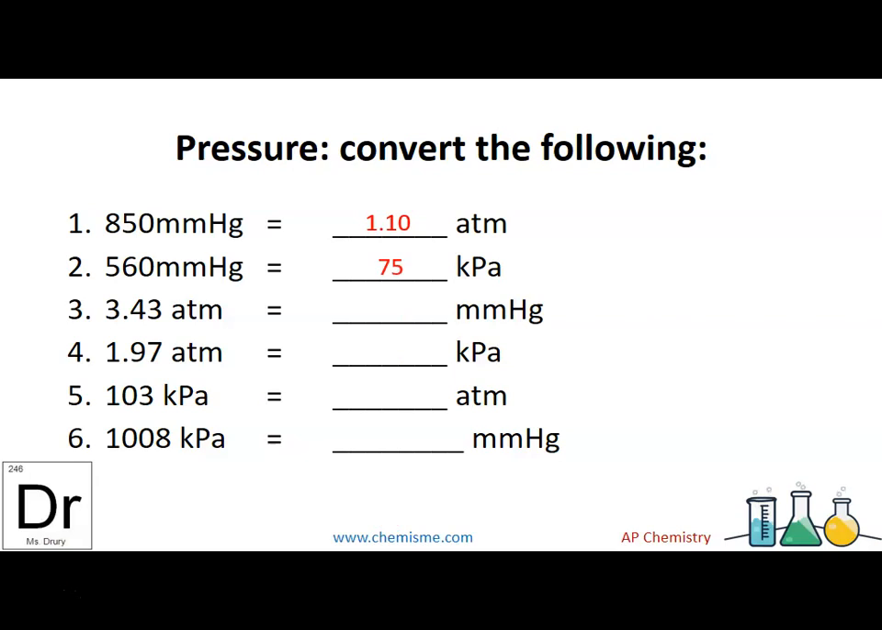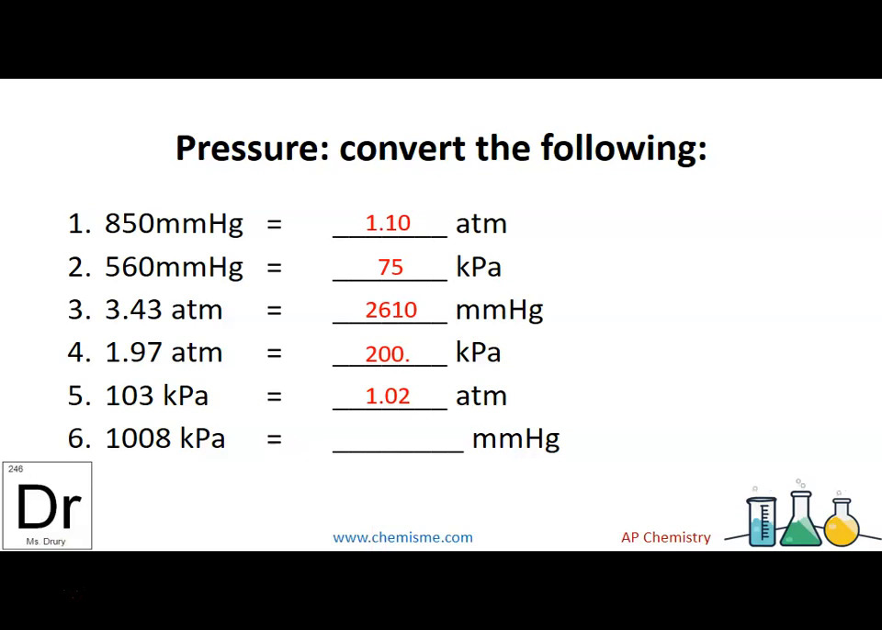In number 3, I divide by 1 atmosphere, but I would multiply by 760 millimeters of mercury. In number 4, I would divide by 1 again, atmosphere, but I would multiply by 101.3 to get 200 kilopascals. Notice I put a dot there so I would have the appropriate number of sig figs. In number 5, 103 kilopascals, I would divide by 101.3 and times it by 1 atmosphere to get 1.02.